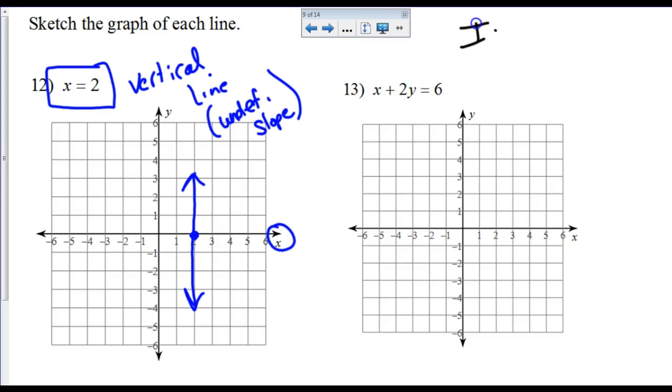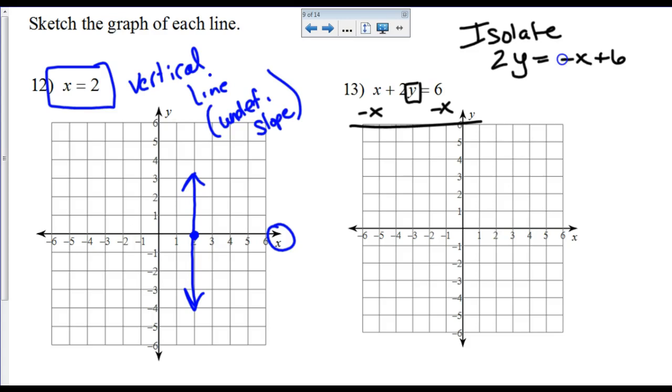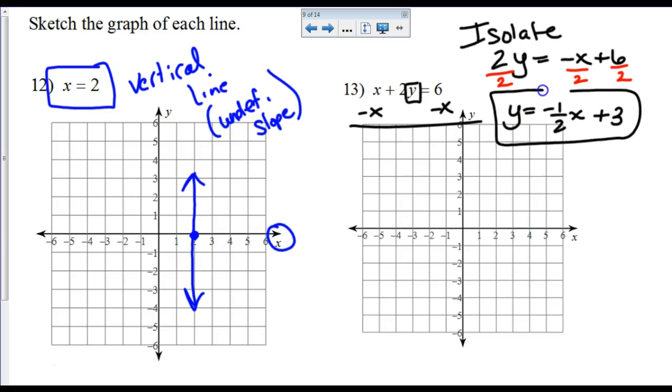So you could isolate and rearrange so it's in y equals form. First thing you'd do is subtract the x over. So I still have 2y equals, and I'm going to write it as -x plus 6 to keep the x in the first part of the equation there. And then divide by 2 everywhere. And now I see that the line in slope-intercept form is y equals -1/2 x plus 3 when you reduce. So I'm going to be graphing that line.